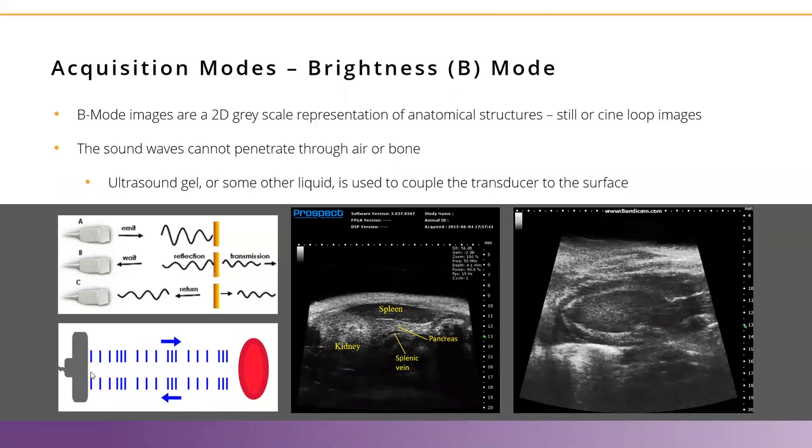And so this is important because it allows us to know that we're imaging structures which are remaining in the same location. Of course, the heart is beating, so it is moving, but it's not moving like blood in and out of the plane that we'd be imaging on.